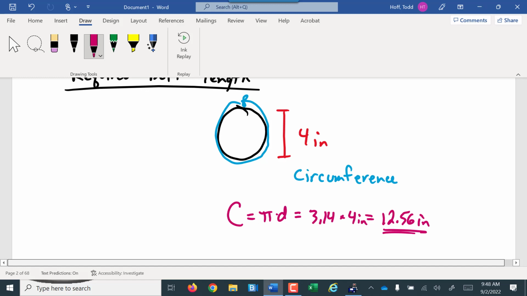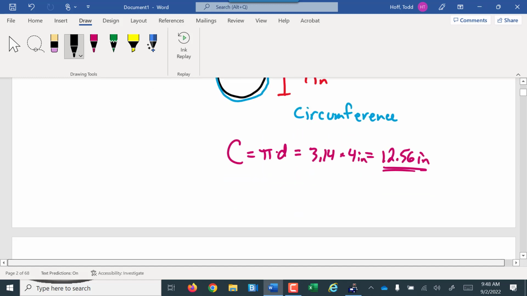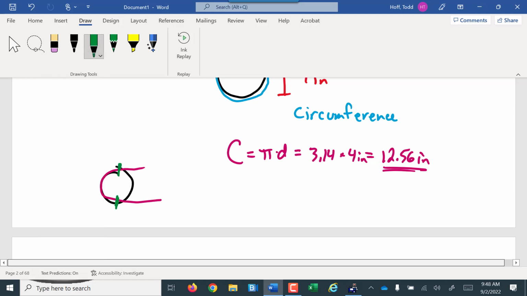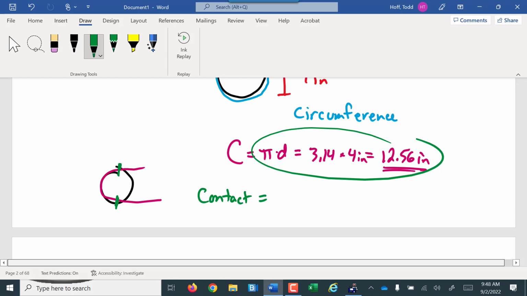Now, belts don't go all the way around a pulley. Most belts wrap around a pulley like that. If the two pulleys are approximately the same size, the belt basically is in contact with half of the pulley. So the length of contact of the belt with the pulley is half of that circumference. So instead of pi or 3.14 times diameter, half of 3.14 is 1.57 times the diameter.